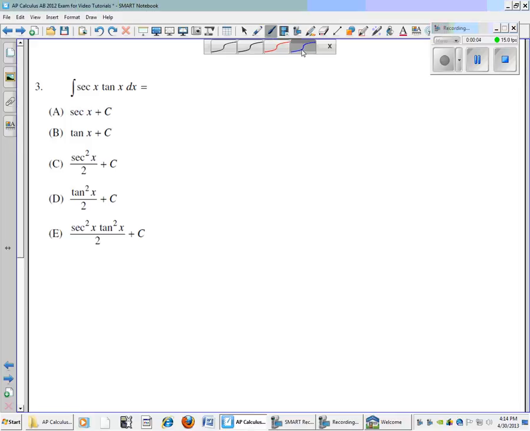Problem number 3 from the 2012 AP Calculus exam. We have the integral of the secant of x times the tangent of x dx. In looking at the problem, there's a couple of ways you could approach it.